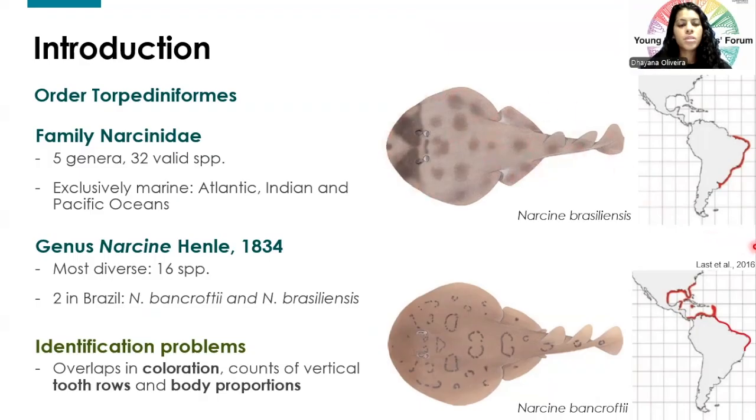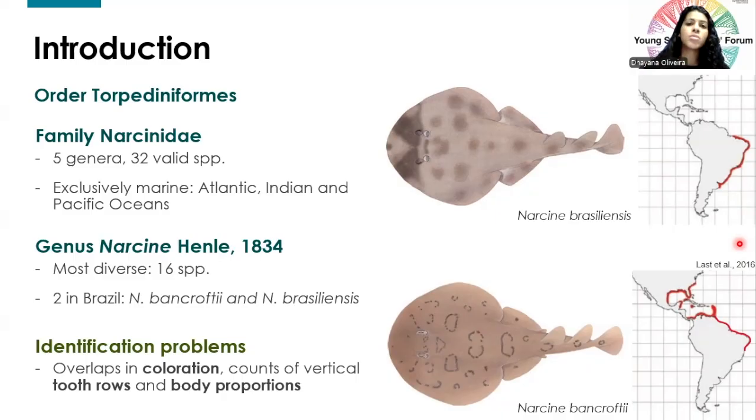Narcine is composed of 16 valid species, and 2 of them are distributed in Brazil, Narcine bancroftii and Narcine brasiliensis. And besides the overlapping distribution of both species, some morphological characters such as dorsal coloration patterns, counts of tooth rows, and body proportions also overlap and contribute to frequent confusions and misidentifications of these species.